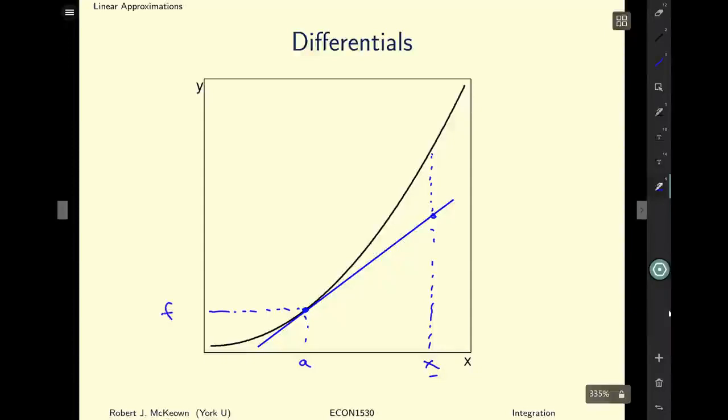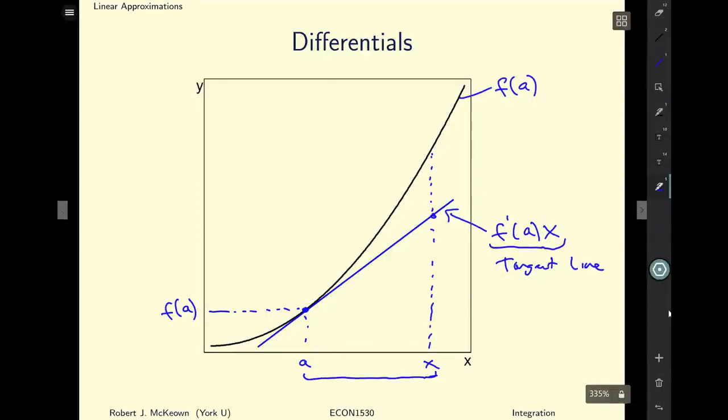If I walk over here, we've got f of a right there. Remember this black line here, this is f of a. And this blue line, that's our tangency. It's f prime of a multiplied by whatever x value. And that's our tangent line. The distance between a and x here is dx.